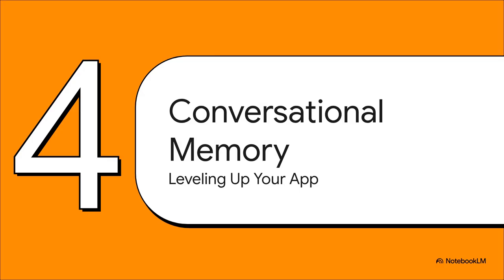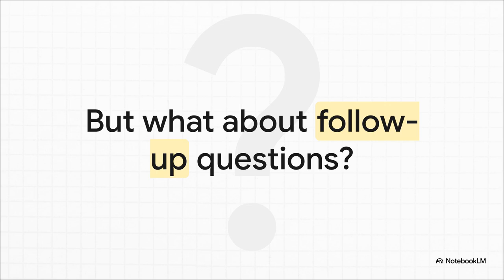A single question and answer is cool, for sure, but what really makes an AI feel intelligent is having a real conversation, right? What happens if the user asks a follow-up question? For that, our application is going to need a memory. Yeah, exactly. Think about it. A user asks, "What is task decomposition?" The AI answers. Then, the user says, "Okay, what are the best ways to do it?" Without memory, the AI has no clue what "it" is. That second question is totally useless on its own.